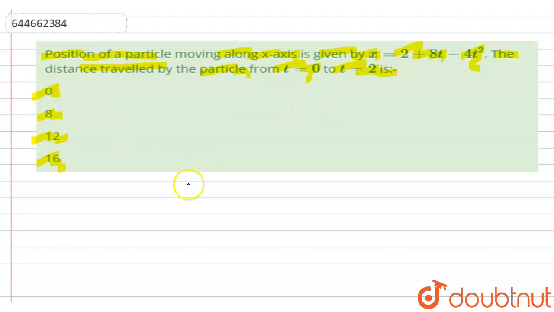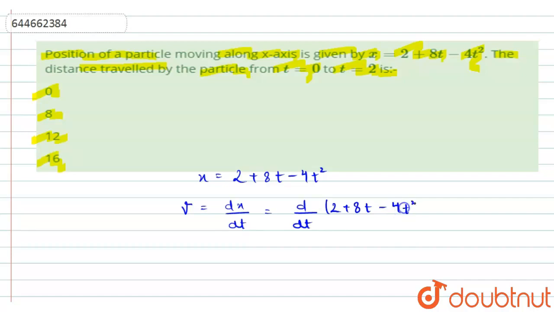So we are given the position of a particle, that is x equals 2 plus 8t minus 4t square, right? So from here, let's find the velocity first. We have velocity defined as the rate of change of position of a particle, that is dx over dt. So we will get d by dt of 2 plus 8t minus 4t square, right? So from here we will get velocity equals 8 minus 8t. Okay, so this represents a velocity.